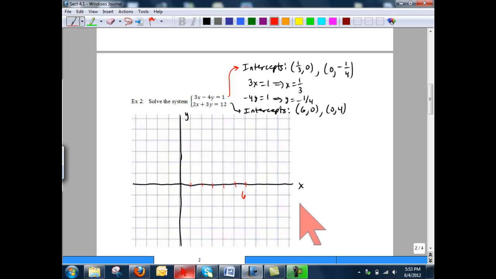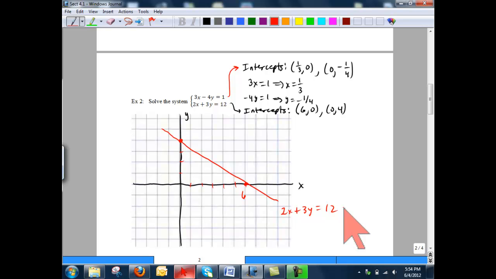I could have used the same scale as before, except I have another line to graph, so I should choose a scale that allows me to represent both lines reasonably well. And 1, 2, 3, 4, if I go 4 squares per unit. So the second line actually that we already did in the previous exercise goes through these 2 points. That's the line 2x plus 3y equals 12.